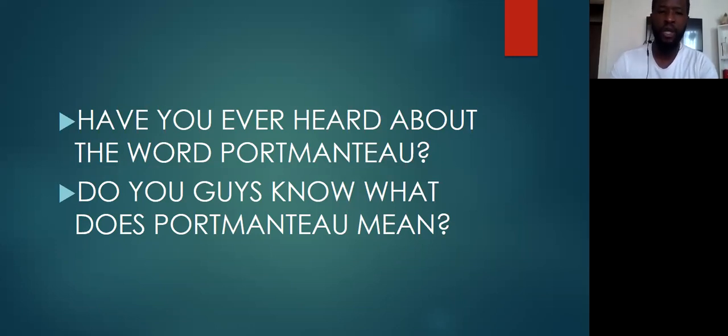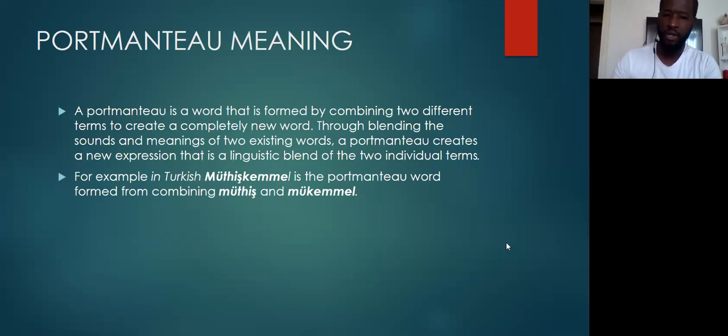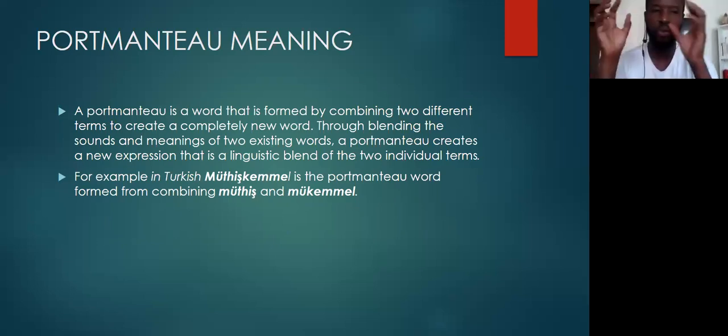So here we have portmanteau meanings. A portmanteau is a word that is formed by combining two different terms to create a completely new word. I mean, you take one word and another word, you combine them, and you create a new word, okay? Through blending the sounds and meanings of two existing words, a portmanteau creates a new expression that is a linguistic blend of the two individual terms. You take two terms and combine them to create a completely new word. That's the meaning of portmanteau.